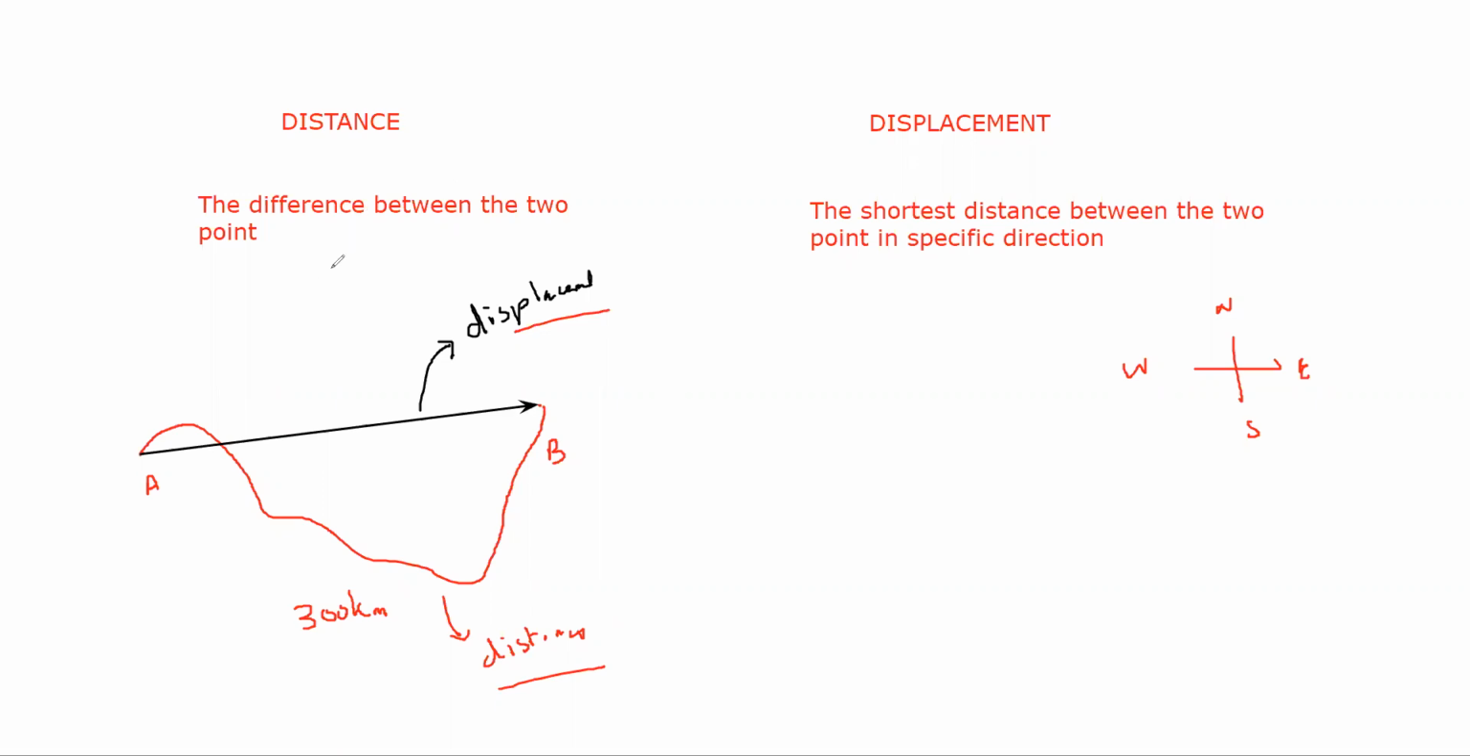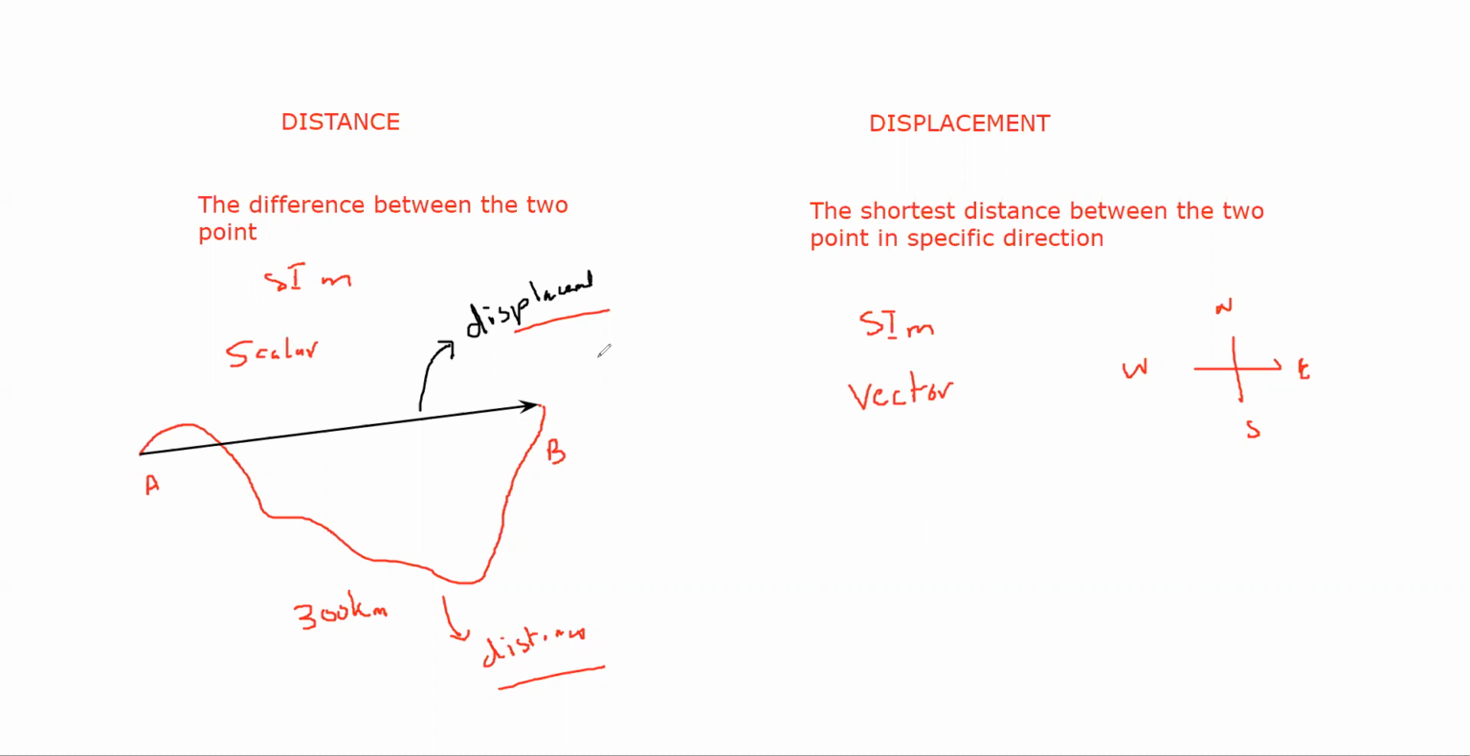The SI unit, the standard unit of distance is meter. The SI unit of displacement is also meter. But in distance, we don't specify a direction. For example, if I ask what is the distance between A and B, you will mention 300 kilometer, but you don't use a direction. That is why distance is a scalar quantity, whereas displacement is a vector quantity.